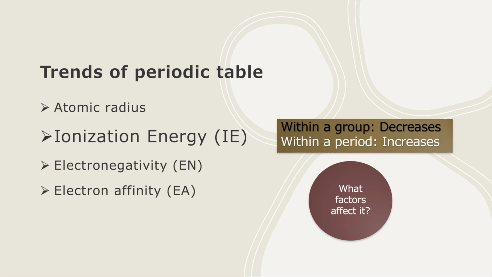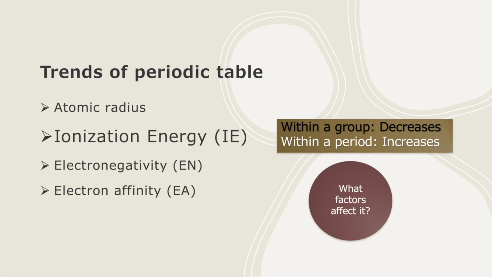Now we said that across a period, from left to right, it increases. So basically it could be because of increasing nuclear charge, meaning we have more protons that pull the electrons more strongly. It's also because of decreasing atomic radius, so the electrons are held tighter to the nucleus, making it harder to remove them. And it's also because shielding remains constant across a period because electrons are being added to the same energy level.